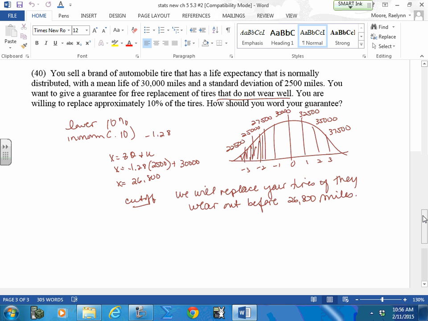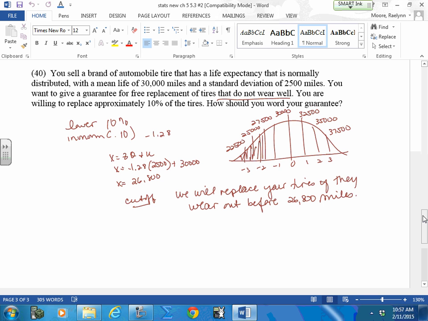Now, you need to tell them exactly what the cutoff is. And you're saying, okay, if your tires aren't wearing well, maybe I, as a company, will replace the bottom 10%. Because they should have lasted a little longer than that. The bottom 5% is unusual. 10%, I'm giving them a little bit more leeway.